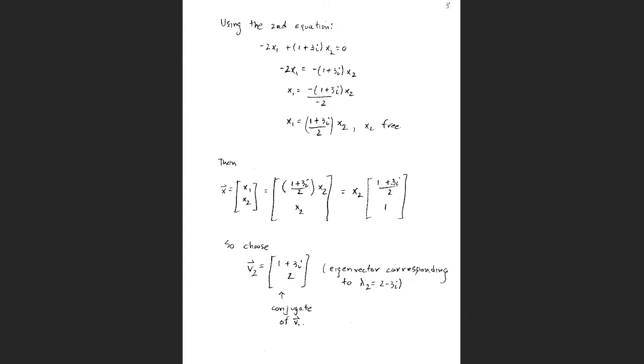All right, if we do that, here's the second equation corresponding to that second row. You do a little bit of math and you solve for x1, and x2 is free. Then you substitute them, and you now have your solution vector x. And sure enough, the eigenvector corresponding to lambda equals 2 minus 3i is going to be the complex conjugate eigenvector. Absolutely fascinating.